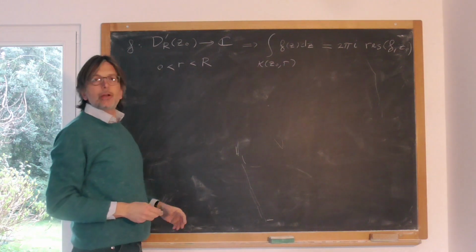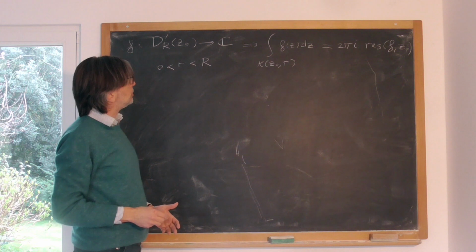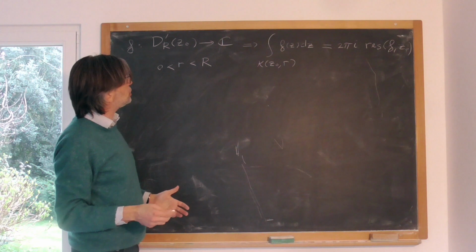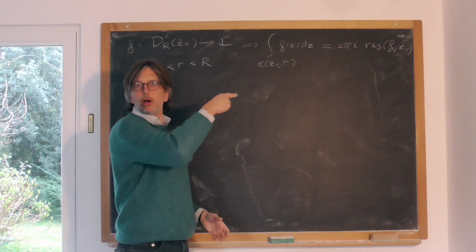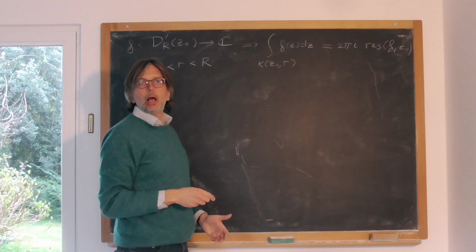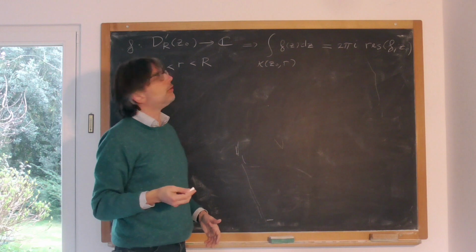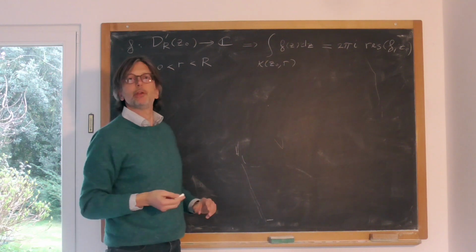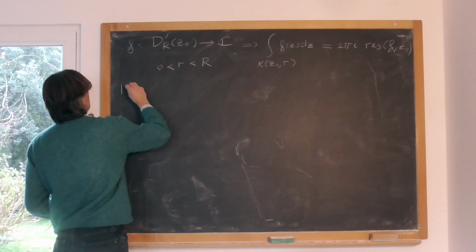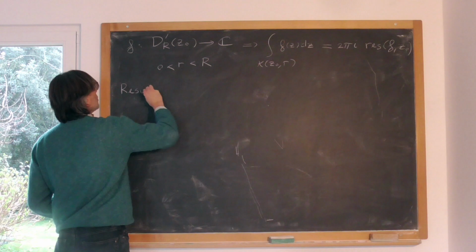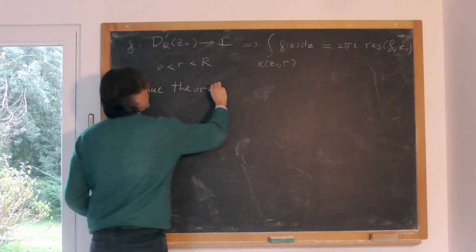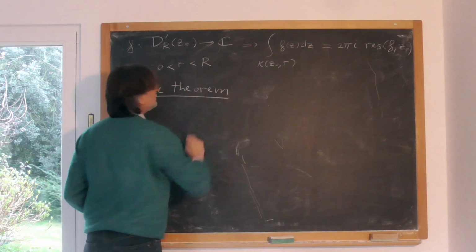So this identity actually has a generalization to a more general situation in which we integrate over a contour which surrounds a finite number of singularities of the holomorphic function f. So this is an important theorem. It's called the Residue Theorem. And here is a possible statement.